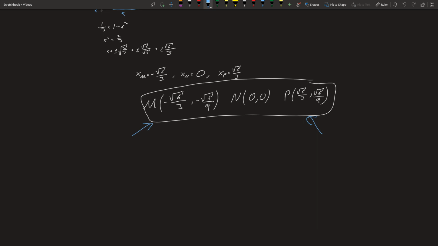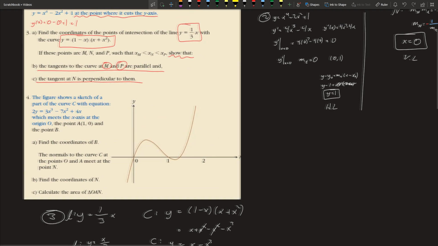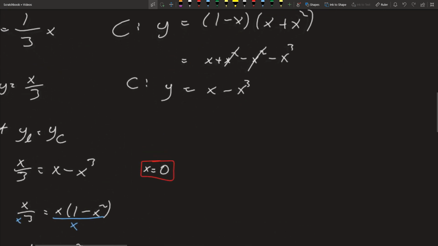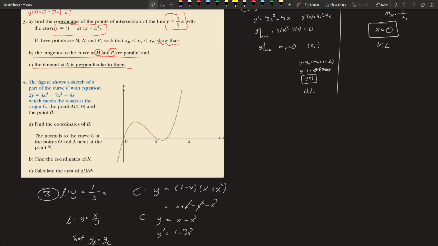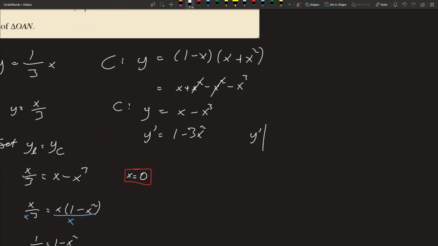Now, how do we verify that they're parallel? They are tangents to the curve, which means we need to find the derivative of the curve. So y prime for the curve is equal to 1 minus 3x squared. Since they said that they're parallel, that means y prime at the point M is equal to y prime at point P. Let me write this better.